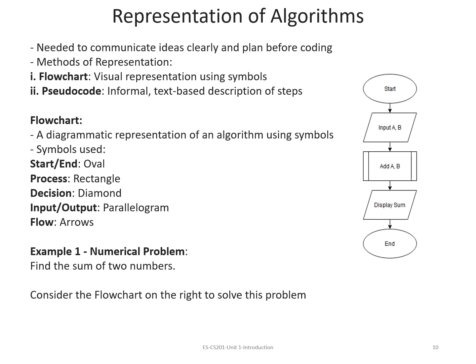Now, a flowchart is a diagrammatic representation of an algorithm using symbols. Symbols used are: start/end with oval symbol, process with rectangle, decision with diamond, input/output with parallelogram, and flow with arrows. Example 1. On a numerical problem, find the sum of two numbers. Consider the flowchart on the right to solve this problem.